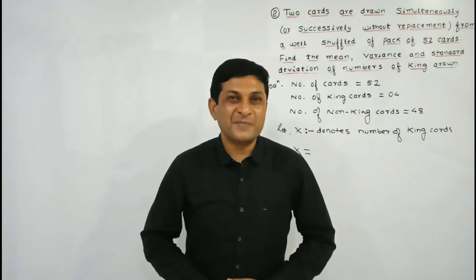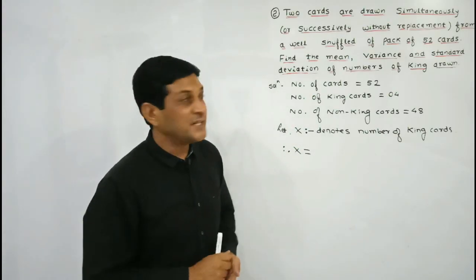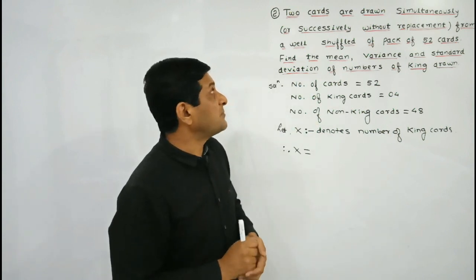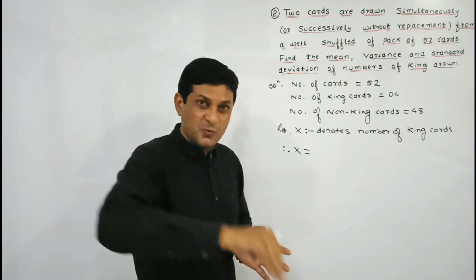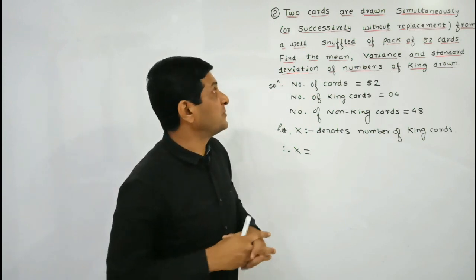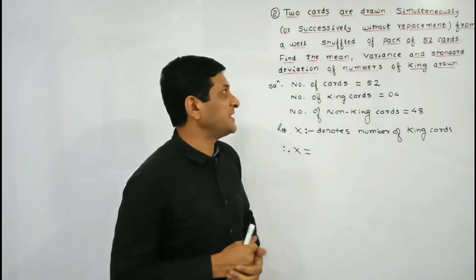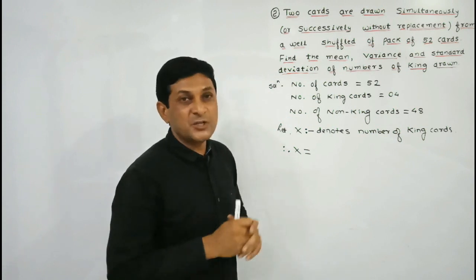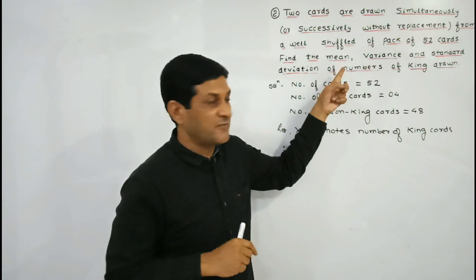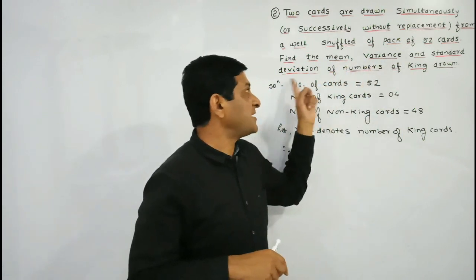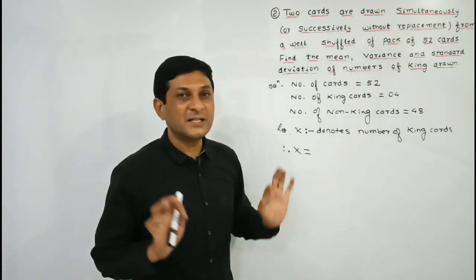Now see in question number 2, observe the given condition. 2 cards are drawn simultaneously or successively without replacement. Means 2 cards are drawn from a pack of 52 well-shuffled cards. Using this condition, we have to find the mean, which means the expected value, E of X, then the variance and standard deviation of the number of kings drawn.